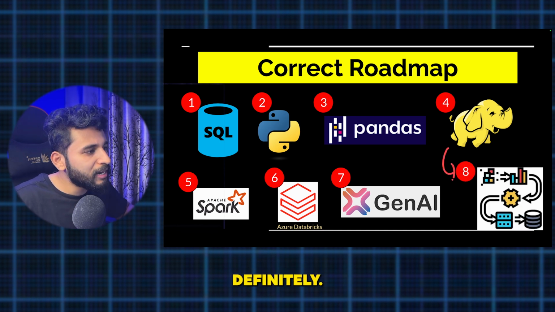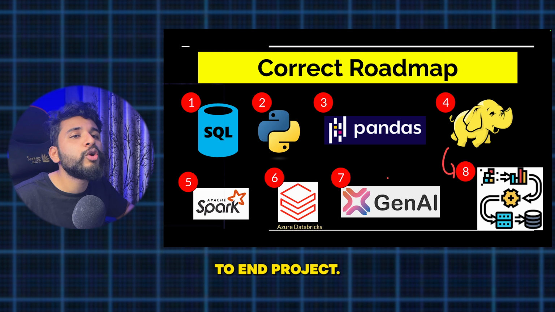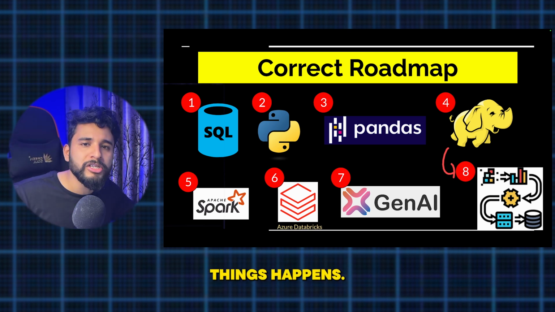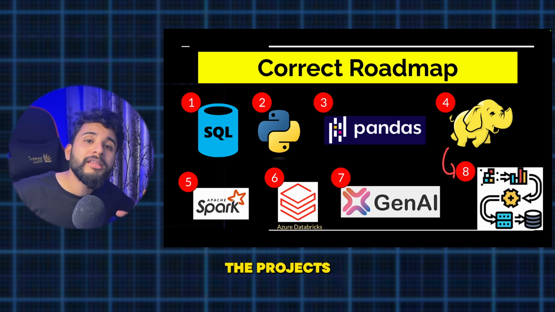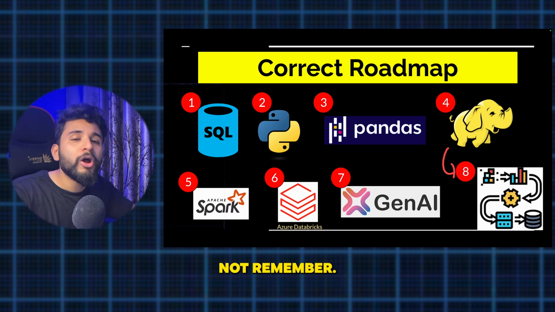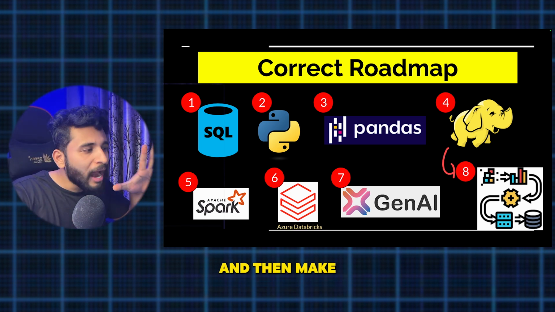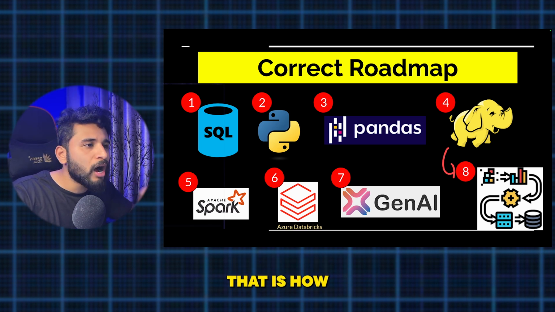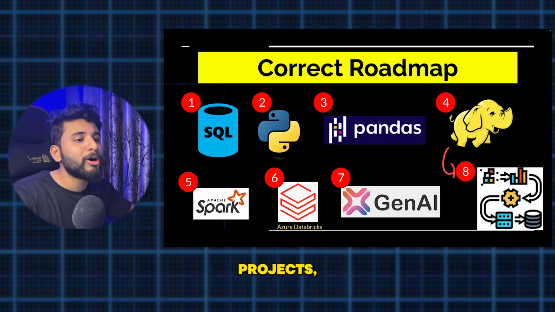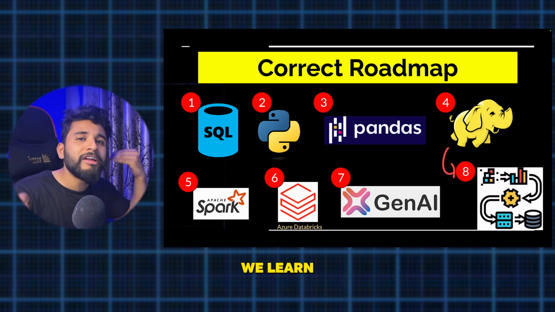At the last, after learning everything, you should make an end-to-end project. That is how things happen. If you don't make projects, you will learn things but you will not remember them. Solve the questions, do the quizzes, solve the assignments, and make a project end-to-end. That is how it happens, and this is how we learn in our bootcamp also. We make projects, and this is how we learn step by step.